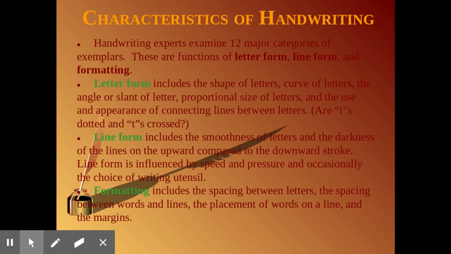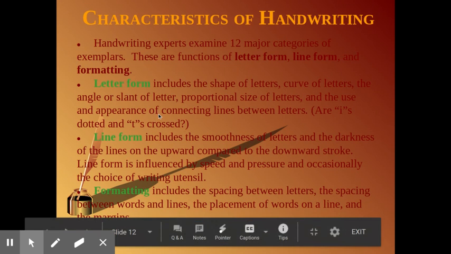Handwriting experts examine these 12 major categories when they look at exemplars, and then they take that and apply it to the questioned document to see if they match. So letter form: the shape of the letters, curve of the letters, angle, slant, proportional size, all these things that we just saw on that last chart. These are the three main categories. There's line form: smoothness, darkness, the upward lines compared to the downward stroke, influenced by speed and pressure, and sometimes even your writing utensil.